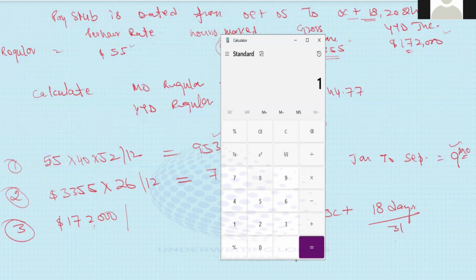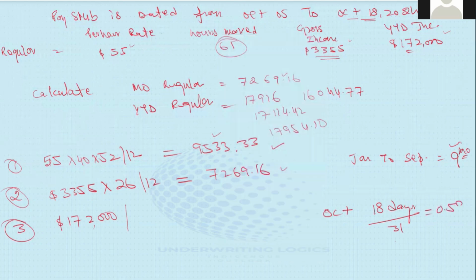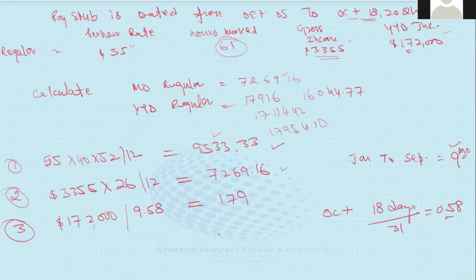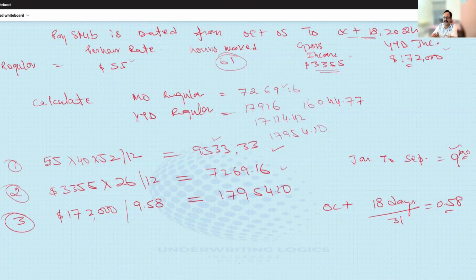So 18 divided by 31 is 0.58. Now 9 months and 0.58 month, so the total is going to be 9.58 months. Now you have total months. 172,000 divided by 9.58 is 17,954.10. Are we clear? So far, this is what we have completed. Any doubt? Anyone? Okay. Now I'm going to give you one more example or scenario.